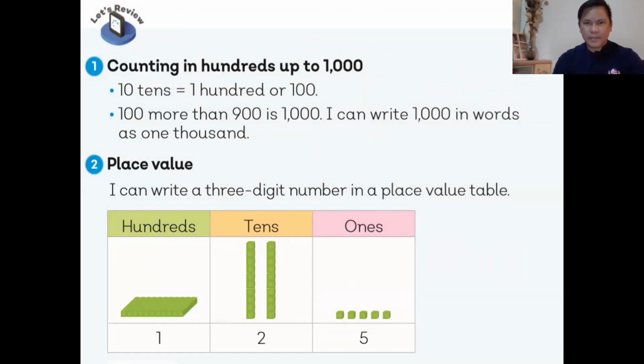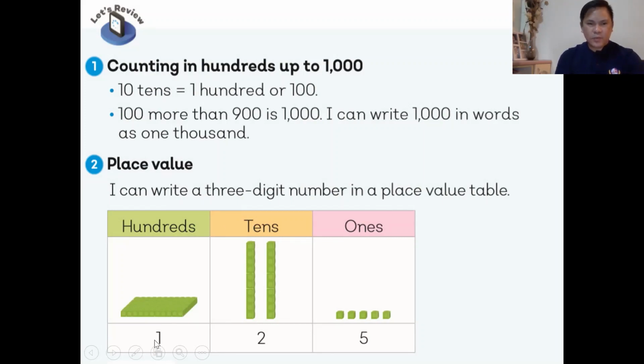Number 1, we study about counting in hundreds up to 1000. We learned that ten tens is equal to 100. 100 more than 900 is 1000. So I can write 1000 in words as O-N-E T-H-O-U-S-A-N-D. Then we learn about place value, that I can write a 3-digit number in a place value table.